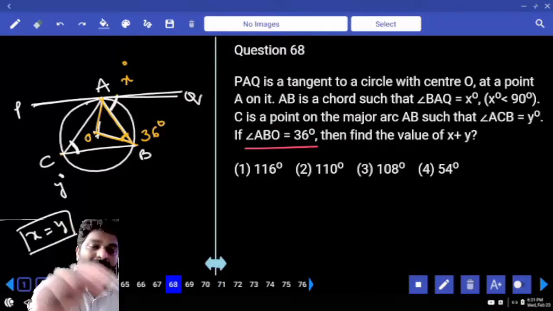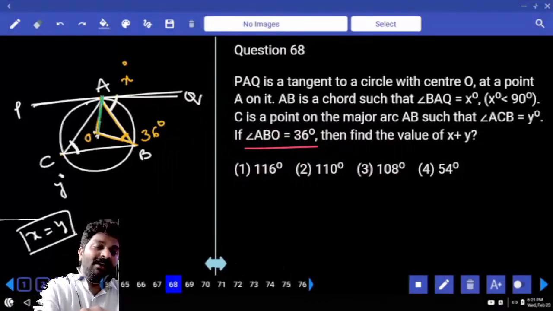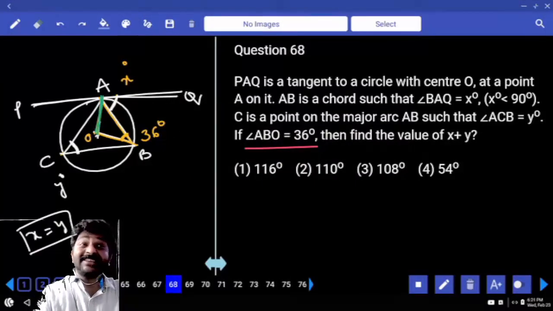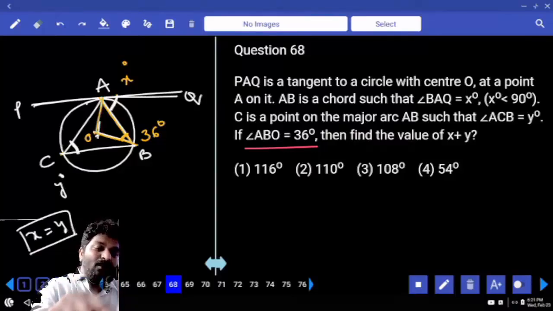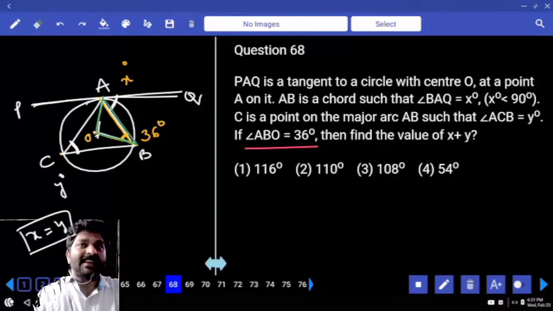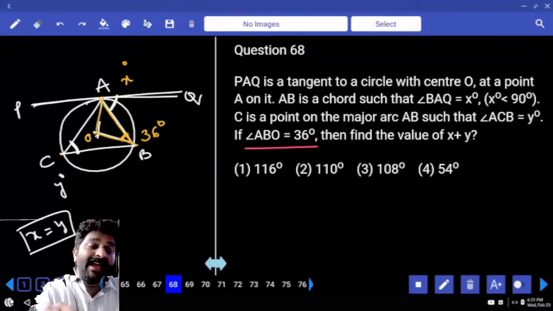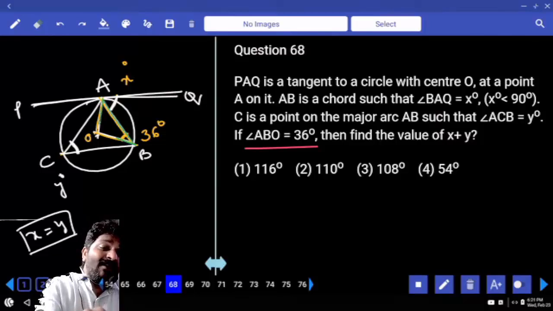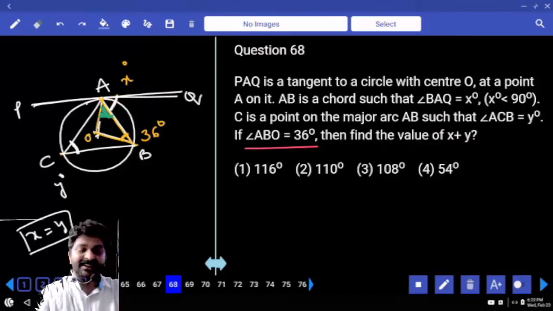Now, come on, tell me, what is OA called for the circle? Radius. What is BO called for the circle? Radius. So in the triangle ABO, two sides are equal. That means it is an isosceles triangle. So when the angle at ABO is 36, angle at BAO also must be the same, 36 degrees. This green angle, that is 36 degrees.